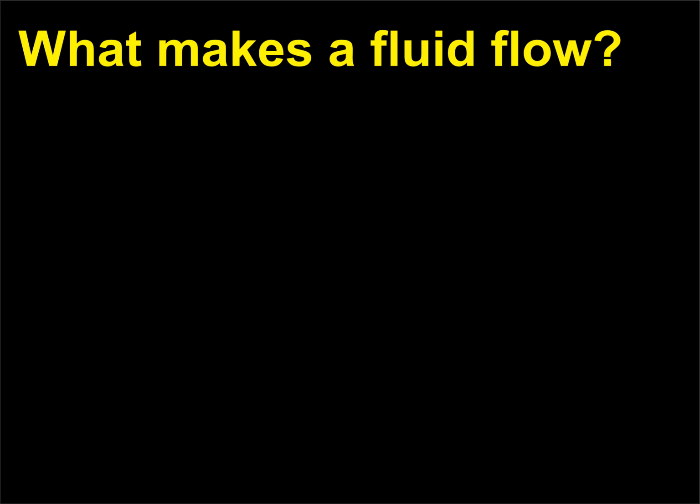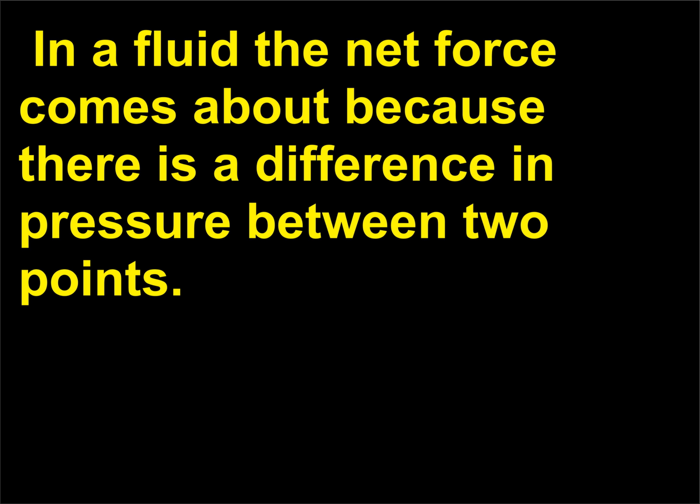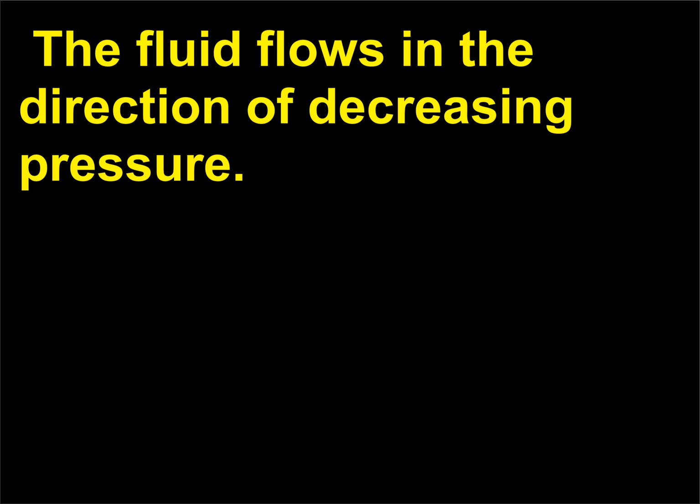What makes a fluid flow? As in all of physics, objects move as a result of a net force. In a fluid, the net force comes about because there is a difference in pressure between 2 points. The fluid flows in the direction of decreasing pressure.